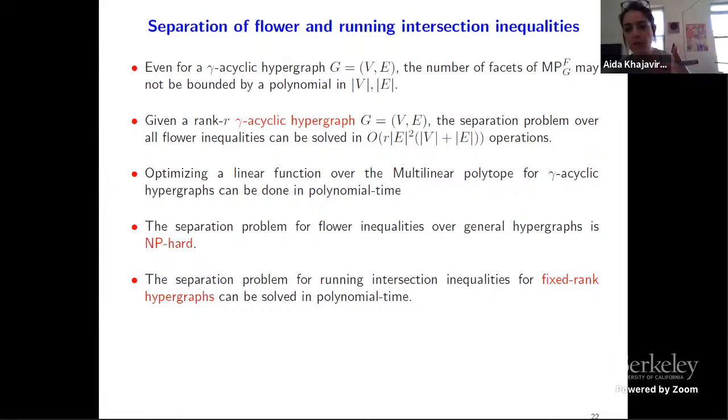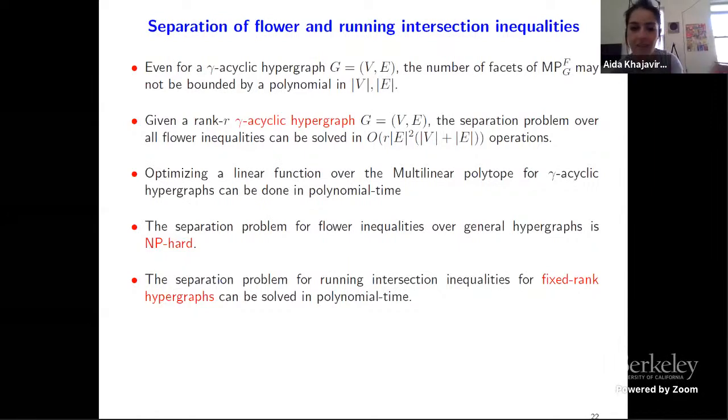So far we said, if your underlying hypergraph is gamma-acyclic, you are in luck. Even though you have exponentially many inequalities, you can solve the separation problem in polytime. The optimization problem is polytime. However, if you have a general problem and you want to use the flower inequalities to improve it, the separation problem is NP-hard. So at the beginning, it's kind of negative.